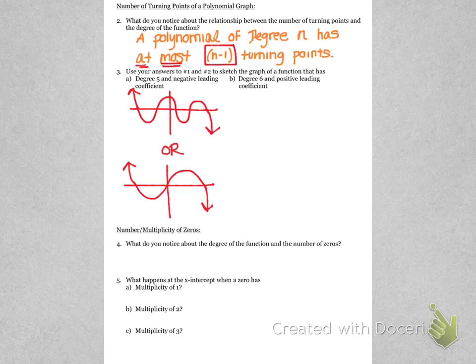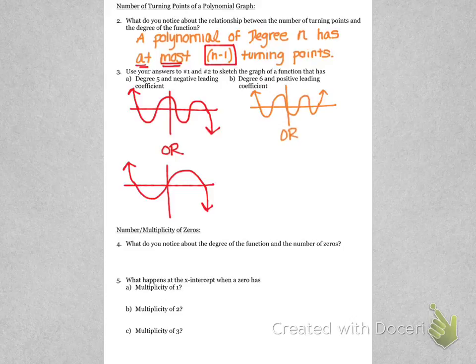So if we have a degree of 6 and a positive coefficient, we have 3 possibilities. So a degree of 6, which means it's even, so it's either both going to end up or down. Since it's positive, both ends are going to end up. So I can have 5 turning points. And that would look like this. 1, 2, 3, 4, and 5.